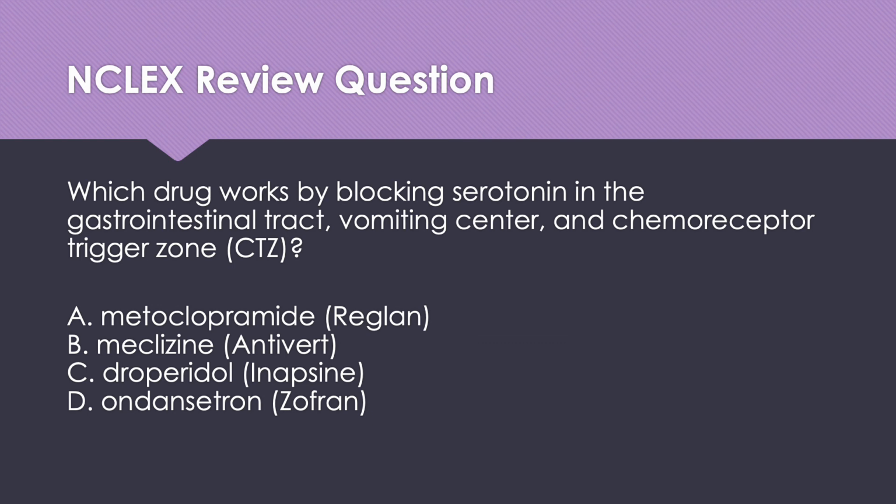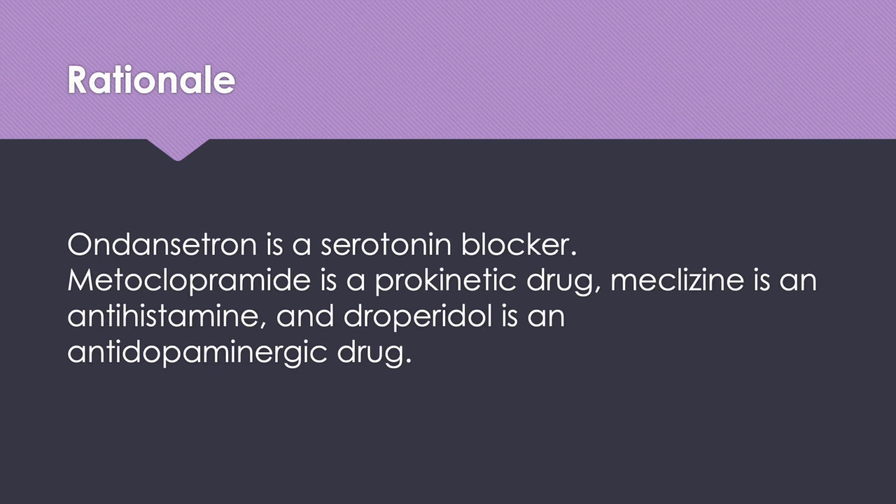Alright, so we're just going to do an NCLEX review question. Which drug works by blocking serotonin in the GI tract, vomiting center, and chemoreceptor trigger zone? A. Metoclopramide, commonly known as Reglan, B. meclizine, C. droperidol, or D. ondansetron? The answer is D, ondansetron. And the rationale is ondansetron is a serotonin blocker, metoclopramide is a prokinetic drug, meclizine is an antihistamine, and droperidol is an antidopaminergic drug.